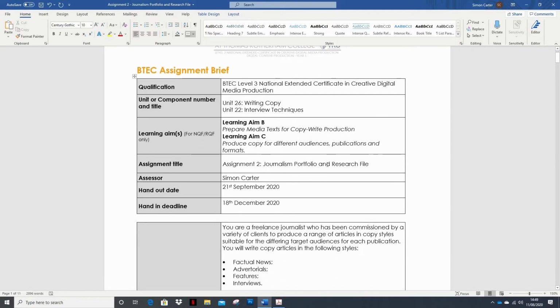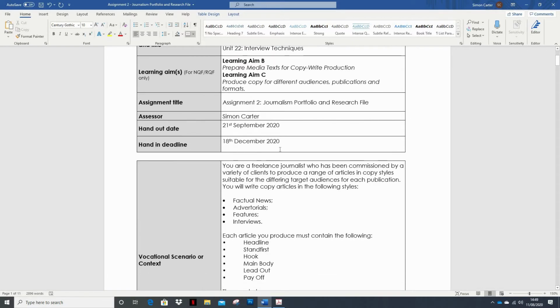Assignment title is obviously the assignment title, the assessor is me, who's marking it, and then you've got two key dates there. The first one is very important. This one means when you are going to be given this assignment. It says here 21st September 2020, and the last one, which is probably even more important, is when it is due. Now with BTEC deadlines, they are very, very important.